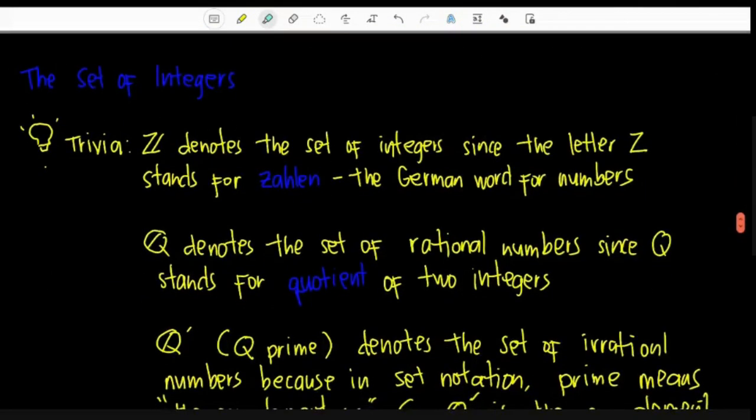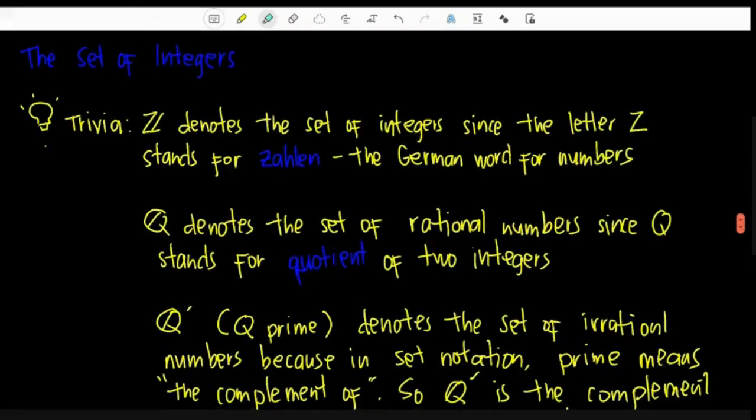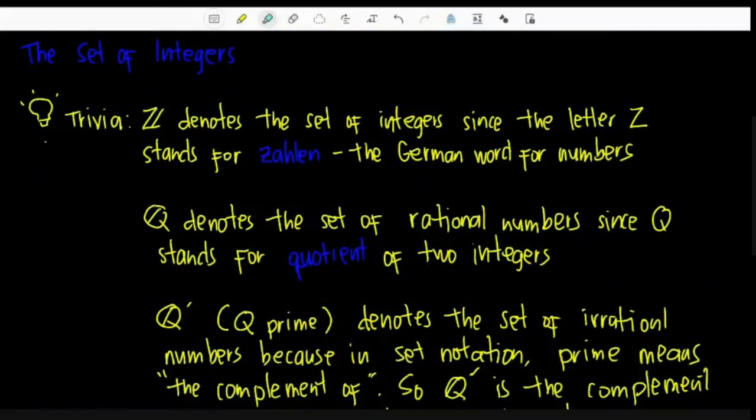So as I've said, the focus of study of number theory is the set of integers. This course is precisely the study of the behavior, characteristics, and patterns of certain sets of integers. Trivia first, Z denotes the set of integers since the letter Z stands for Zahlen. This is a German word for numbers. Usually kasi mga classical mathematicians are European, kaya and the most prominent language nun sa Europe ay German. So madalas yung mga symbols na ginagamit natin ngayon sa math, mga galing sa mga European mathematicians.